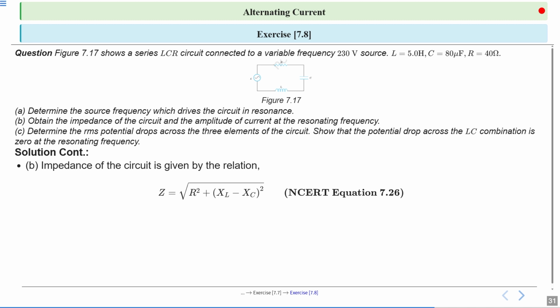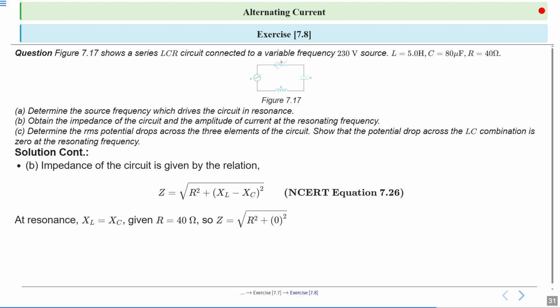To calculate the impedance Z of the circuit, we have to calculate XL and XC first. This formula is in accordance with NCERT equation 7.26. But at resonance, XL is equal to XC. So it is the resonance condition, and you don't have to calculate XL and XC. If it were not the resonance condition, you would have to calculate them, but here they will get cancelled out. The difference of XL and XC will be equal to 0, so we don't have to calculate it.